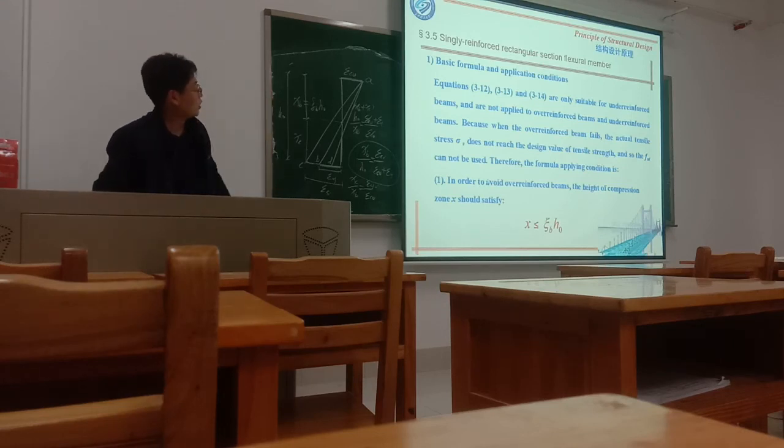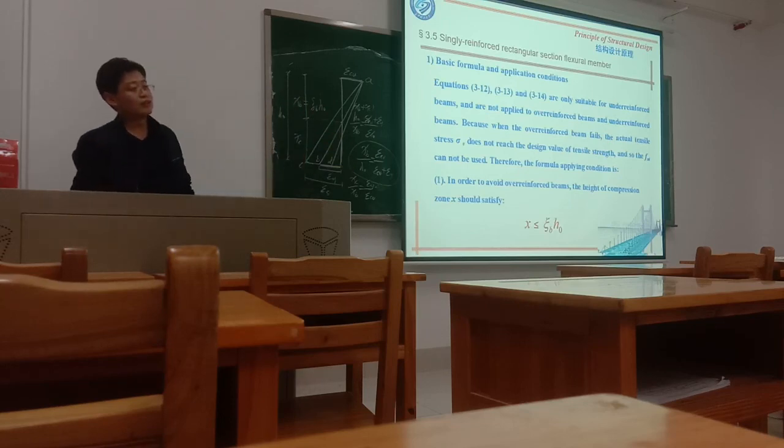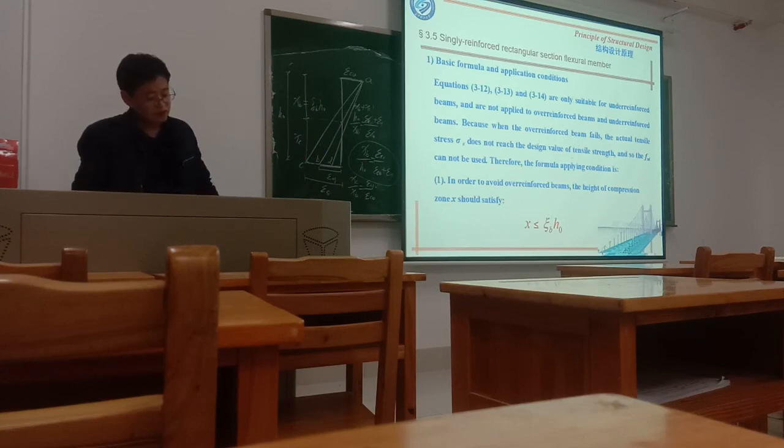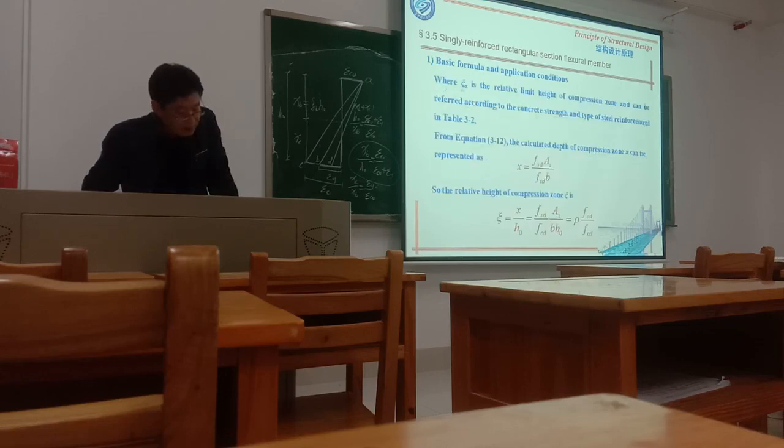Because these three formulas are not suitable for over-reinforcement. Once x is larger than xb, it belongs to over-reinforcement and the formulas cannot be used. Because in an over-reinforced beam, the steel has not reached its yield strength, so we cannot use fsd. Here ξb is the relative limiting height of the compression zone, which can be found according to the concrete strength and type of steel in the table in the code.